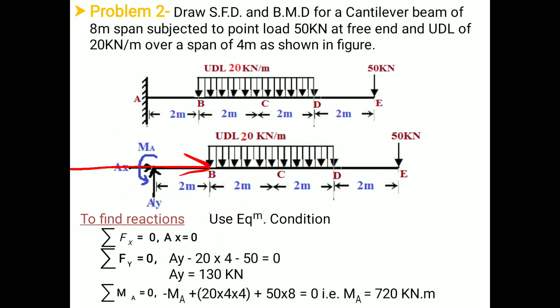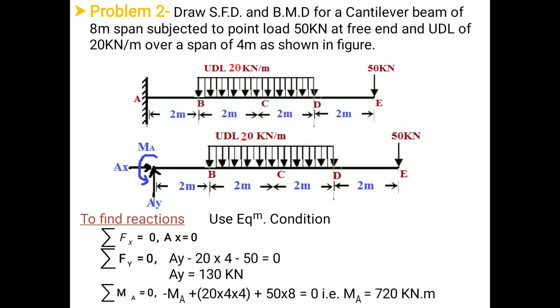So the first equilibrium condition is summation of Fx equal to 0. Therefore we have Ax is equal to 0 because no horizontal force is acting over the system. Only the reaction at point A, which is the horizontal one, that is Ax is equal to 0.